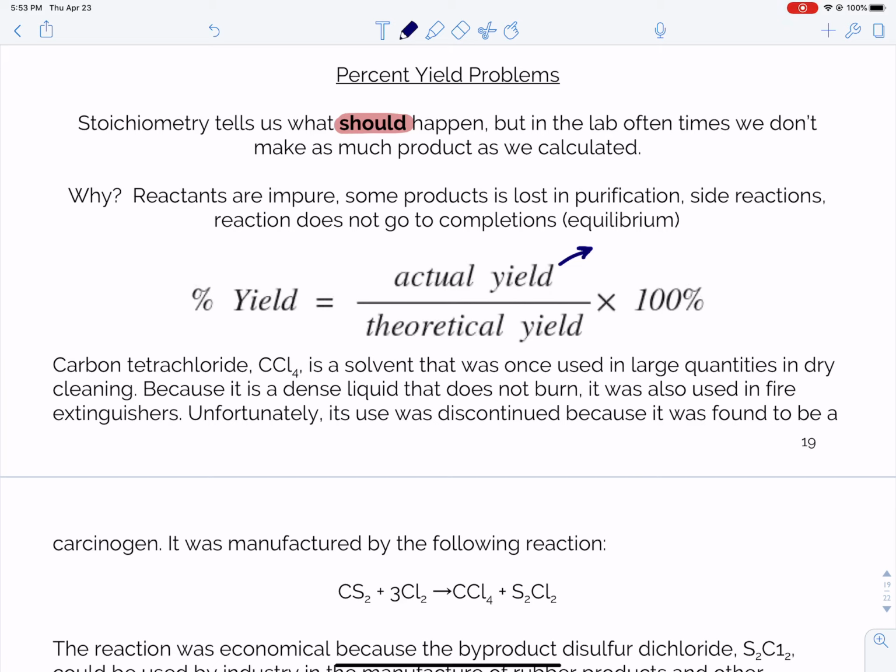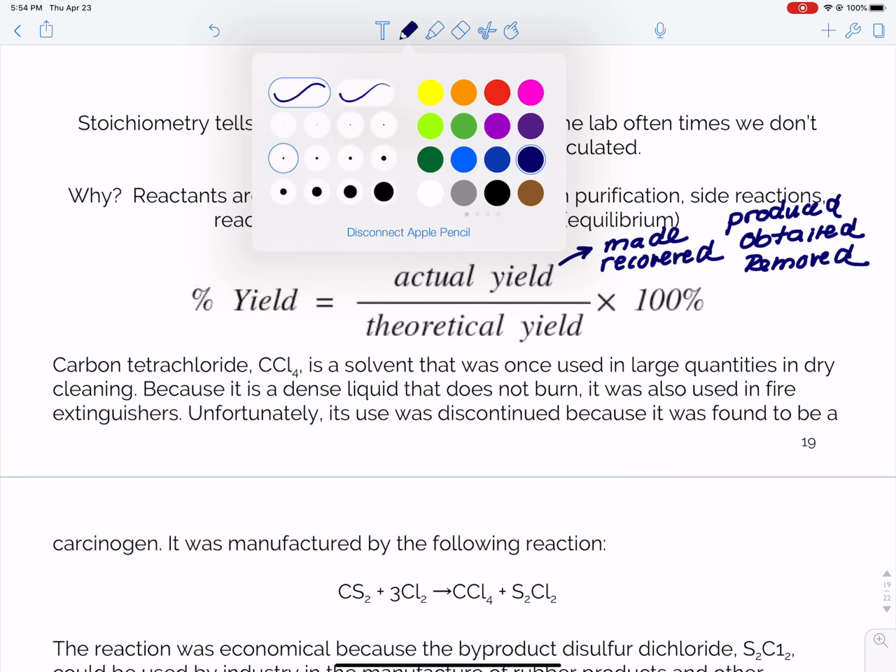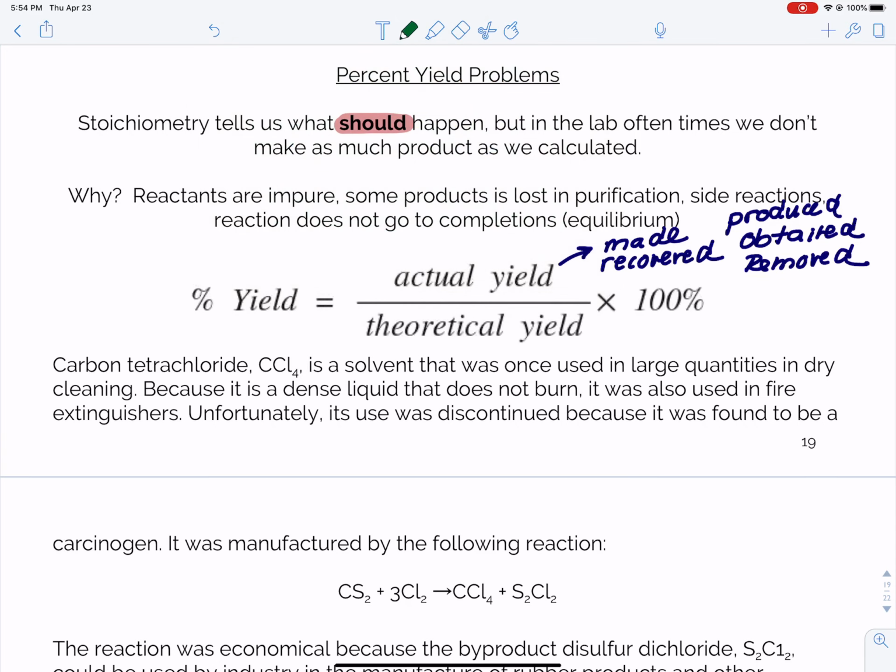And you're going to see words like, this is how much was made, this is how much was recovered, produced, obtained, removed. That was one I saw. So all these words could and are often used to describe what we call the actual yield, what is actually made. Now, the denominator, the theoretical yield, is what should be made.